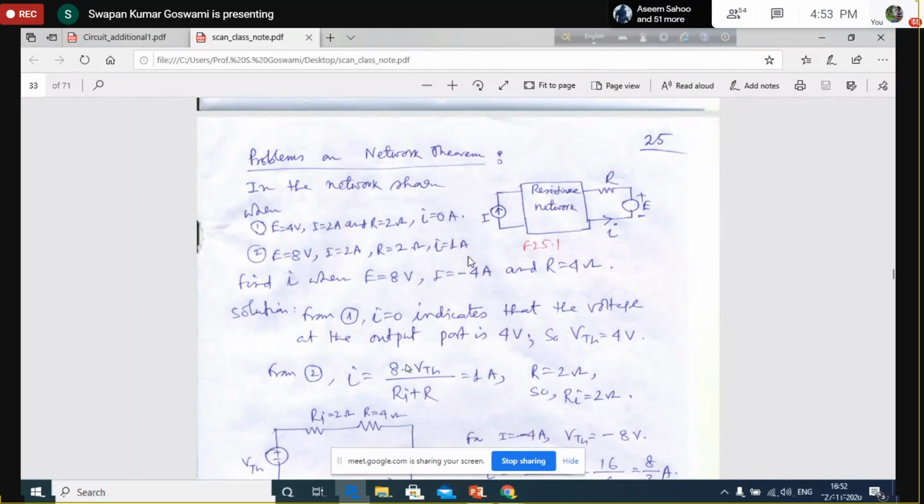Now, what you can determine from the first condition. You see here, this is 4 volt. This is 2 ampere. That means when this source is equal to 4 volt, this source is equal to 2 ampere, and R becomes 2 ohm, then this i becomes 0 ampere. That means no current is flowing here. So when this E is equal to 4 volt. All right. So what can you observe, what can you know from this condition? Anybody?